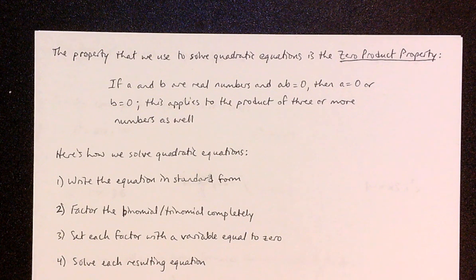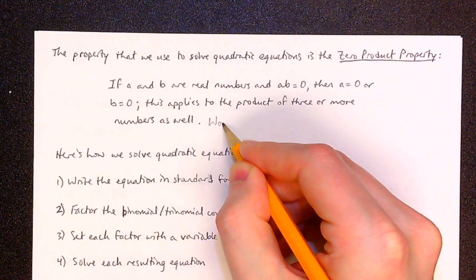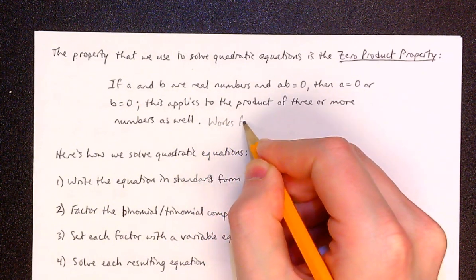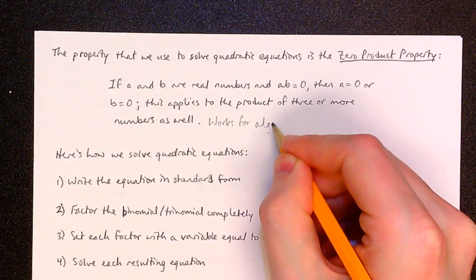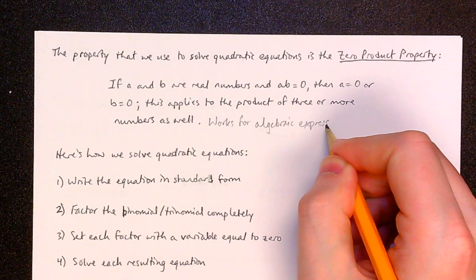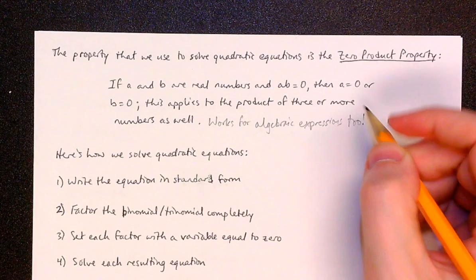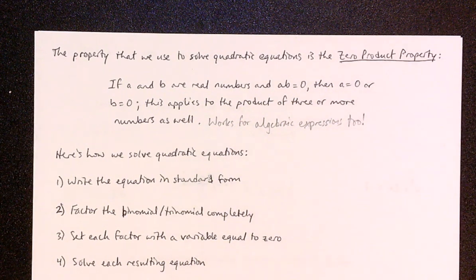What we're going to see when we solve these problems is that we don't even have to have the products of just numbers. We can have the product of, say, 2 or 3 or more algebraic expressions. So we'll say it works for algebraic expressions too. And this is what we're going to focus on in this video and in this section.